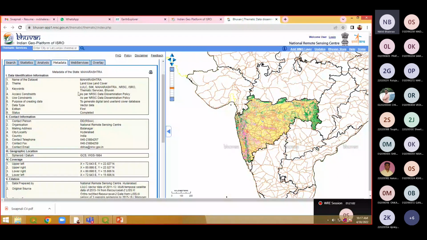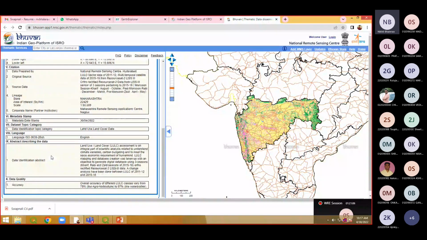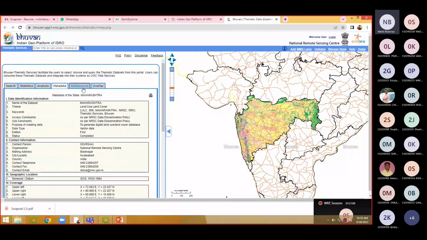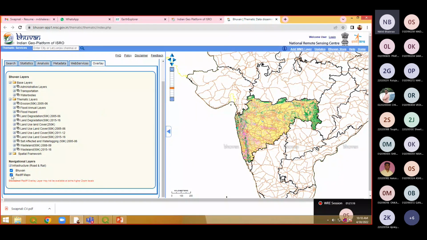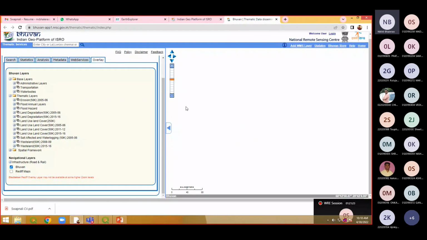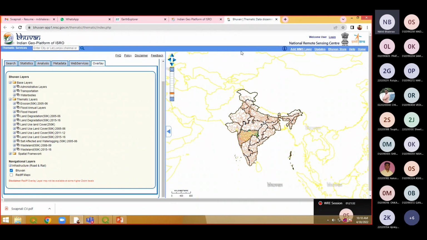And their details are also available, like coordinates, how much area is covered, and all these data sets that you can get from this particular Bhuvan website. So this is again a free of cost data source from the NRSC, National Remote Sensing Center, which is located in Hyderabad. They are providing these data sets free of cost.